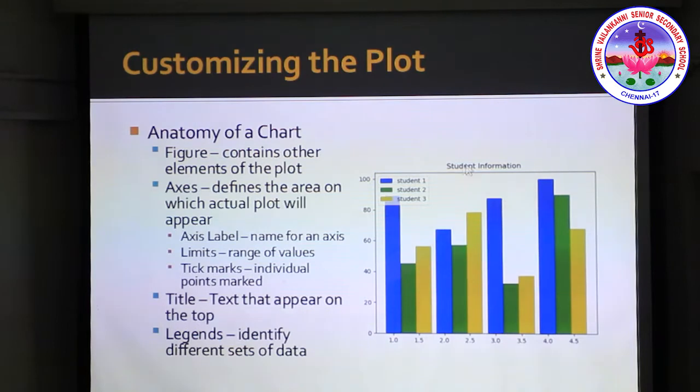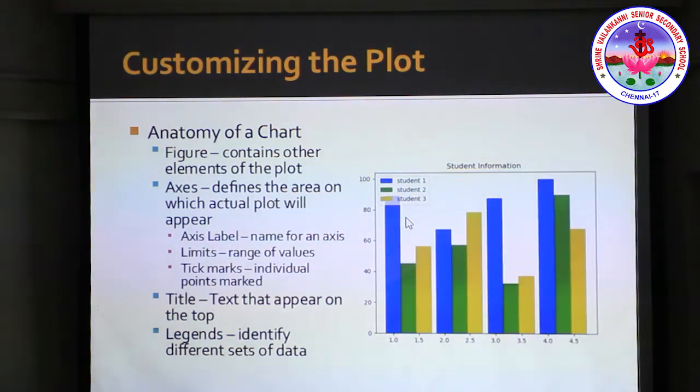Then we have title, so this title is a text that appears on the top. Then we have legends, this is called legend. This legend identifies different sets of data. So, this is the anatomy of the chart. So, we have figure, axis, under axis we have axis label, limits and then tick marks. Then we have title and then the legend. So, we have to know how to customize these things.